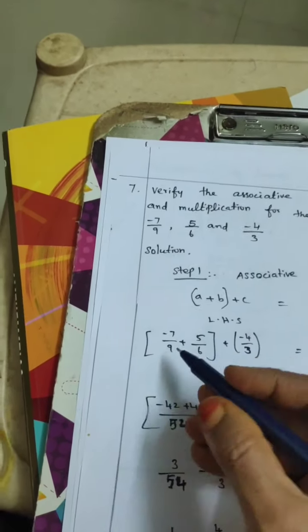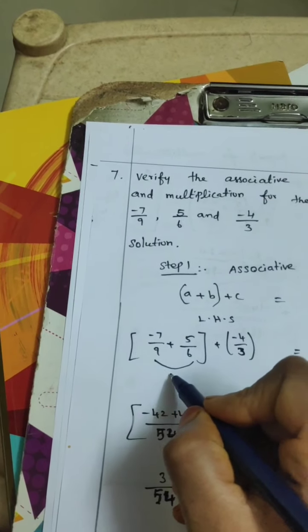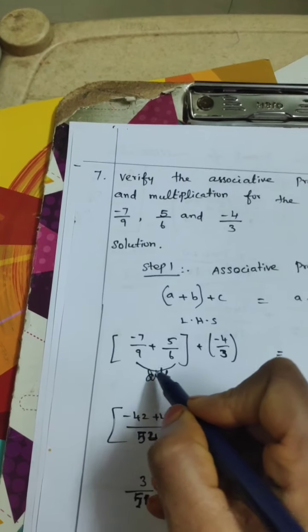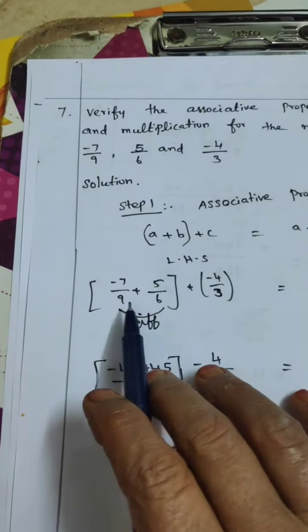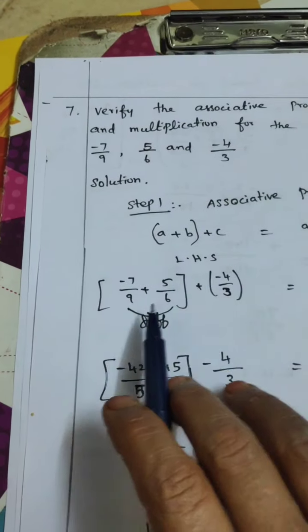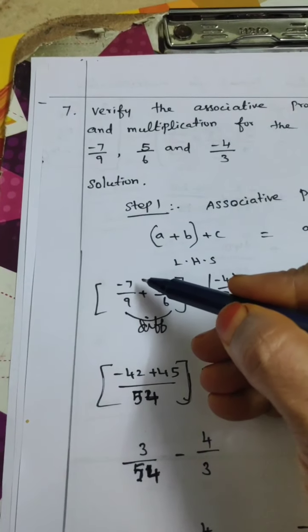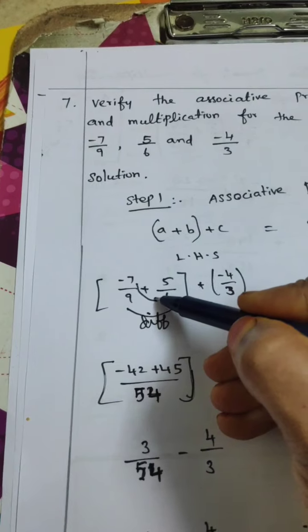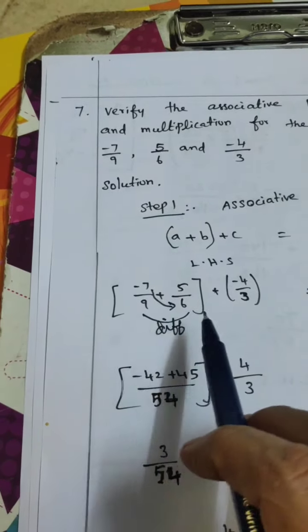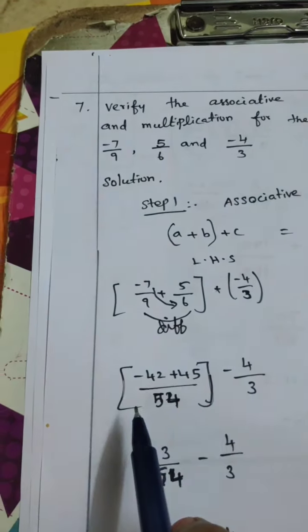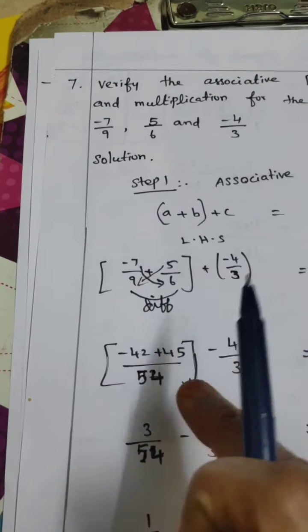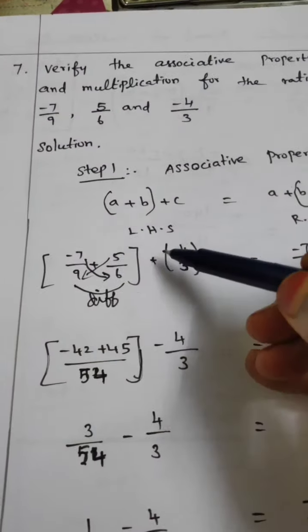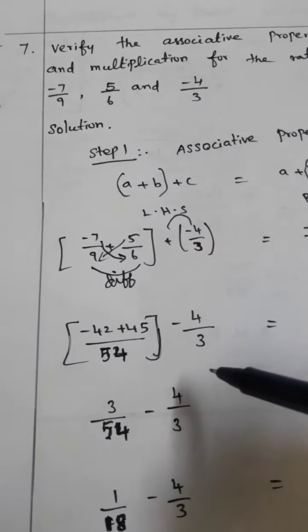Now the two numbers are different, so you must take the LCM. The easy method for LCM is cross multiplication. 9 6s are 54, first 54. Next you multiply 7 into 6. 7 6s are 42, with the minus symbol. 9 5s are 45, write 45 here. Next plus into minus is minus, 4 by 3.